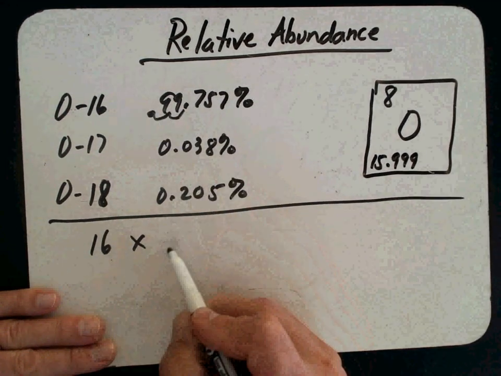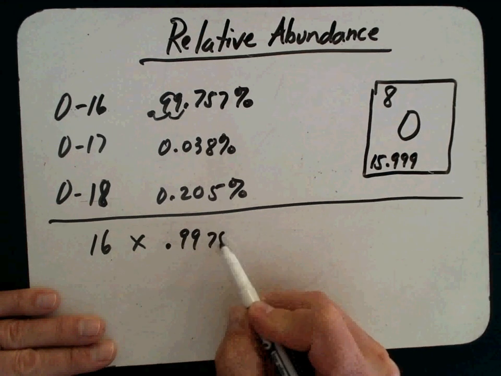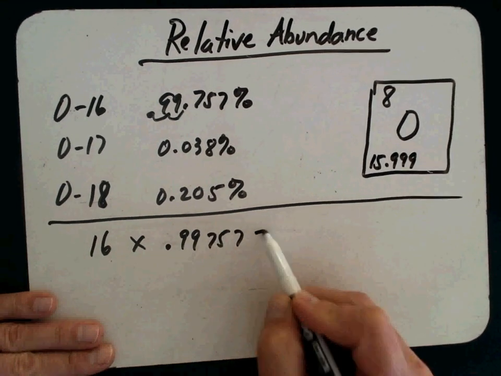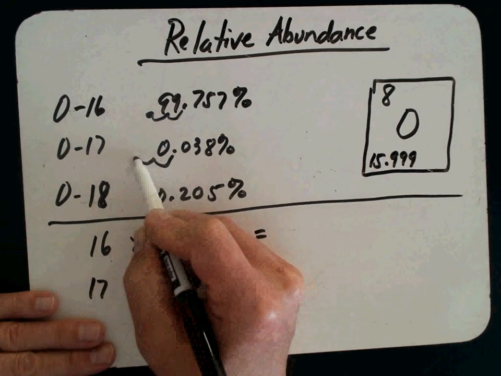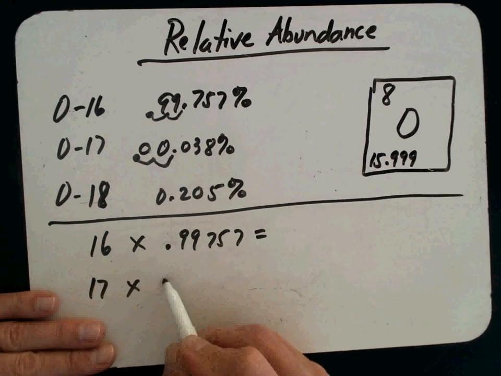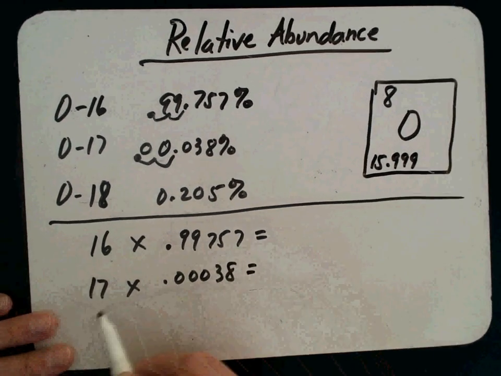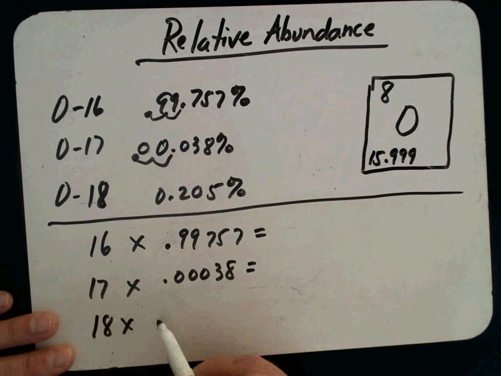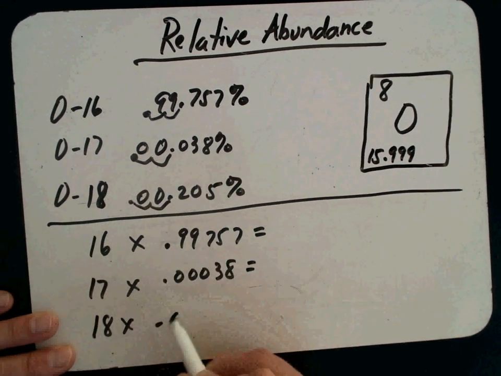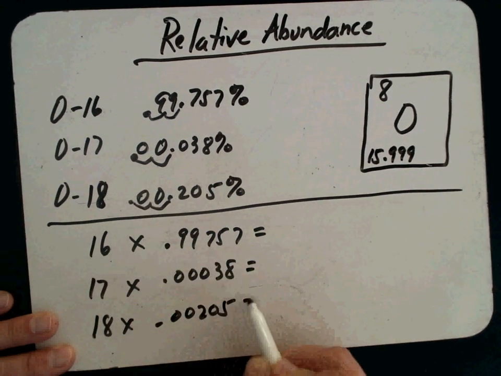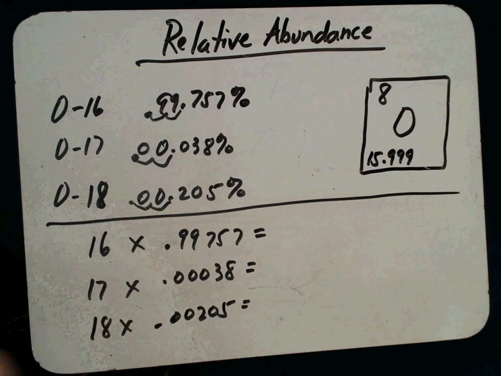So what we're going to do is we're going to take 16 times 0.99757. And we're going to take the next one, 17, and we're going to multiply it by, back it up 2 spots, 3 zeros, 0.00038. And then on this one, we're going to take 18 times, back it up 2 spots. That's 2 zeros, 0.00205. And what that's going to do is it's going to end up giving us the average when we get to the end. And I'm going to show you how to do it.